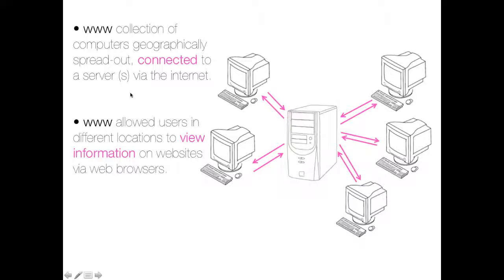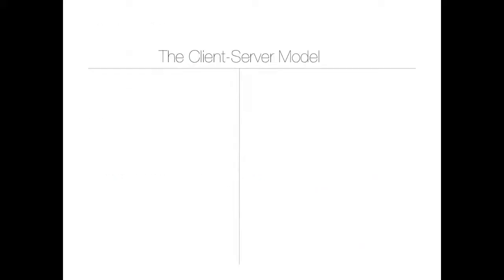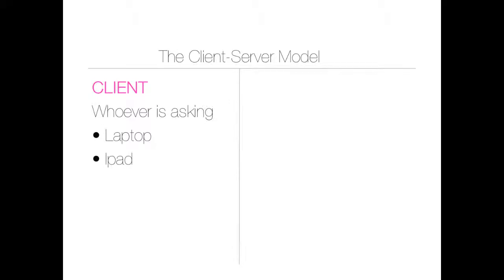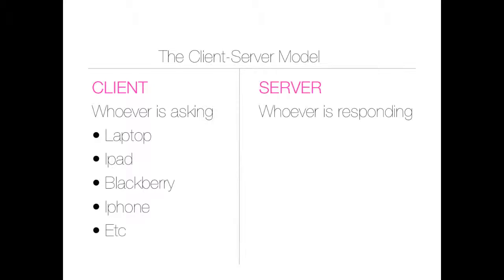So how does the connection of computers to the server happen? Through the client-server model. Basically, imagine the client-server scenario at a restaurant. The client requests the food and the server provides it. In this case, we're talking about computers. The client is the computer that asks, and the server is the computer that responds. So the client is basically a laptop or an iPad or a BlackBerry or an iPhone and so forth, and the server is whoever is responding, basically some computer or some server somewhere.